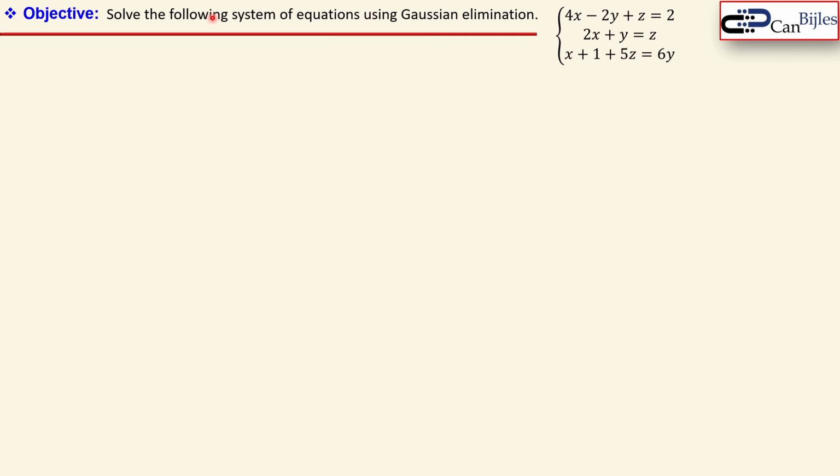Okay, now we have the following objective. We would like to solve the following system of equations. So this is a set of equations using Gaussian elimination. Now this is the set of equations. You see here 3 equations and there are also 3 unknowns. So we have x, y and z. So how do we solve now the x, y and z in this set?